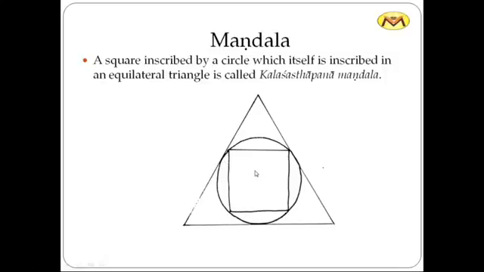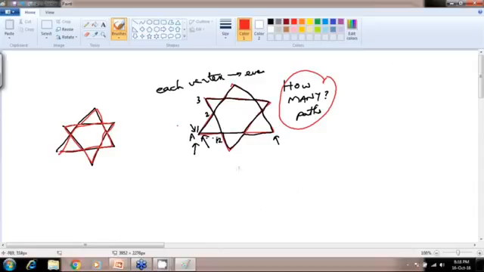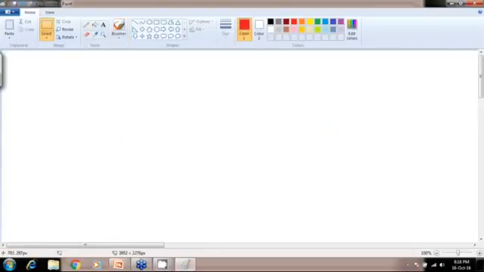So this has to be an Eulerian circuit. So now let's think how we can draw this particular figure, or at least let's try to figure out one way of drawing this particular figure.